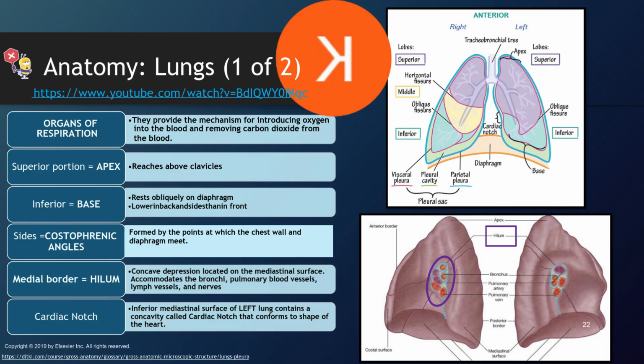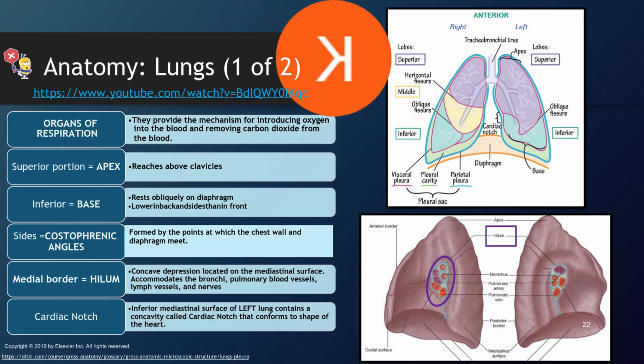The bottom we see here is the cardiac notch. Then we have our diaphragm, and then the bottom of the lungs is called the base. The corners are the costophrenic angles. Then we have the pleural sac. It shows the visceral pleura, pleural cavity, and peritoneal pleura.